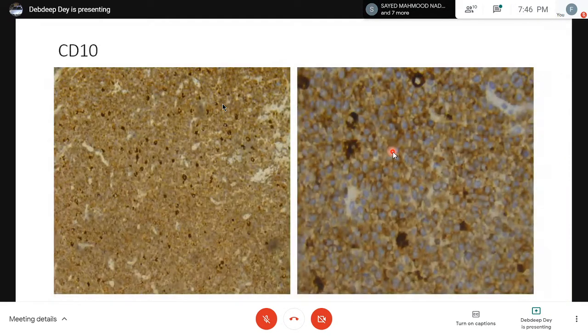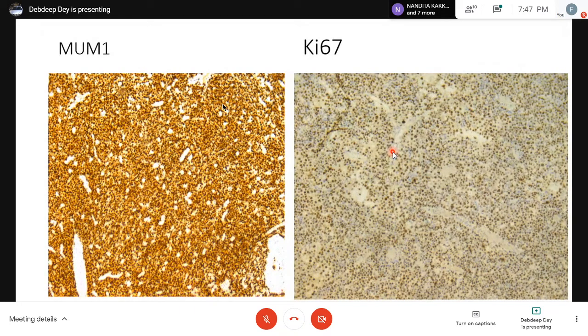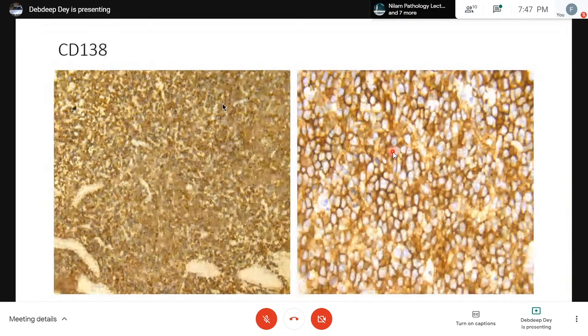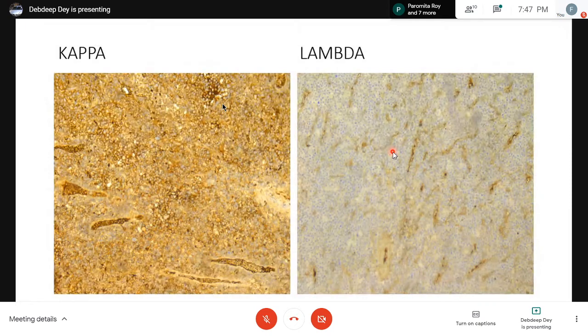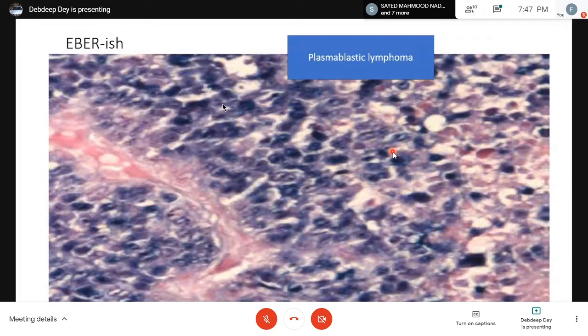CD10 is positive, which also gives us an indication that you might be dealing with a plasmablastic lymphoma, because CD10 is unusual in a plasma cell neoplasm with a plasmablastic morphology. MUM1 can also be positive in a plasma cell neoplasm, but in a 13-year-old boy with a duodenal polyp, it's unlikely to be a plasma cell neoplasm. CD138 was strongly positive, and kappa showed light chain restriction. EBER is positive, so it's a plasmablastic lymphoma.